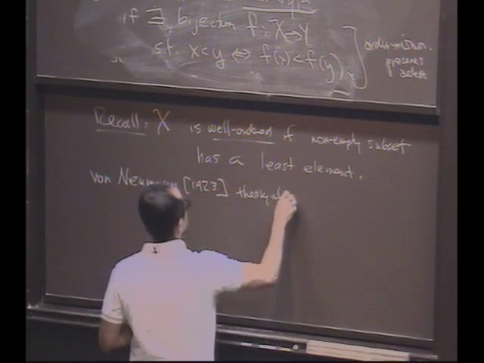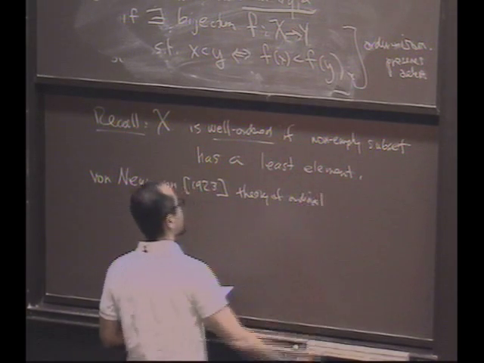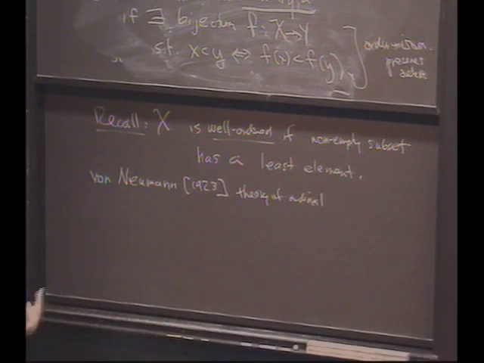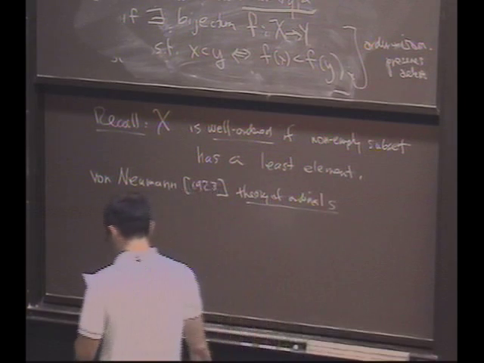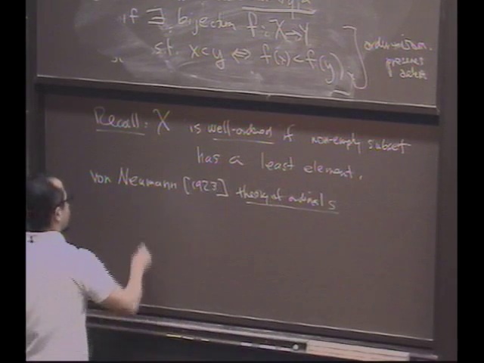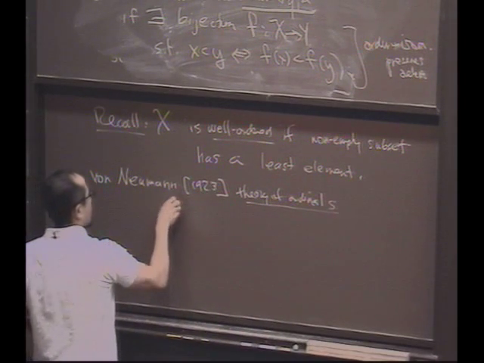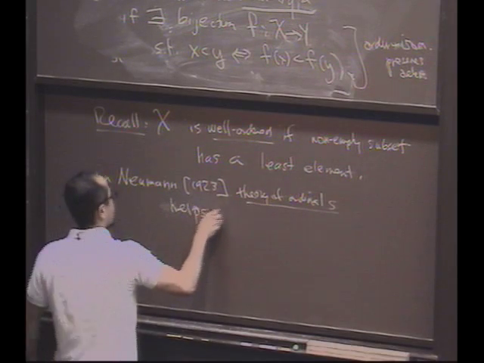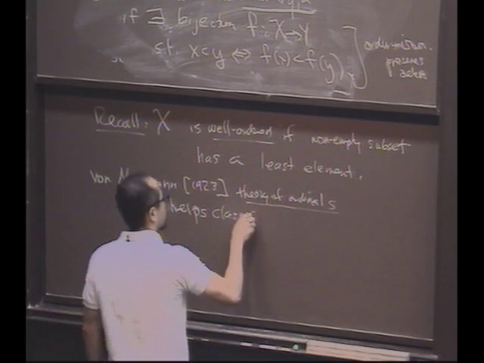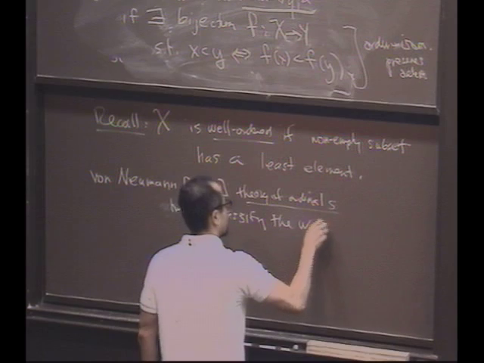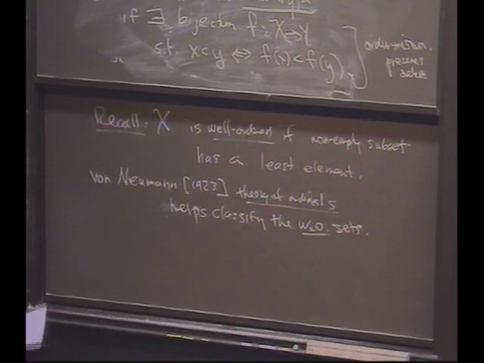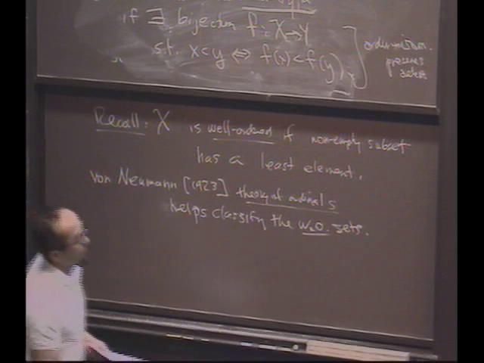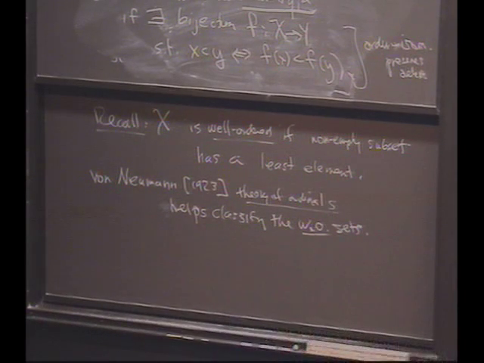Theory of ordinals. Actually, Georg Cantor sort of developed the beginnings of the theory of ordinals, and what I'm going to show you is a slick version due to von Neumann. And the idea here is that this helps classify the well-ordered sets. Okay, so here's how it goes. This is quite cool.